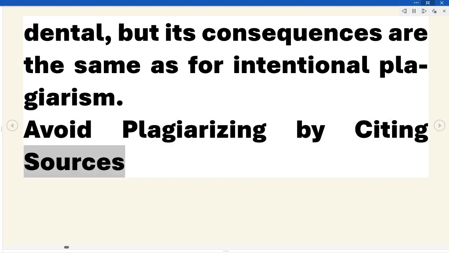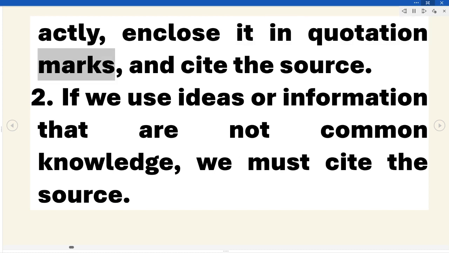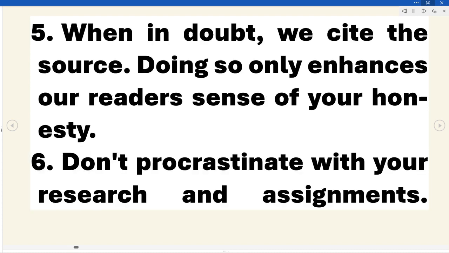Avoid plagiarizing by citing sources. 5 basic rules exist regarding the use of information in professional and in academic writing. If we use the language of a source, we must quote it exactly, enclose it in quotation marks, and cite the source. If we use ideas or information that are not common knowledge, we must cite the source. If we didn't invent it, we cite the source. Unless our professor explicitly tells us to paraphrase, we don't paraphrase. When in doubt, we cite the source. Doing so only enhances our readers' sense of your honesty.